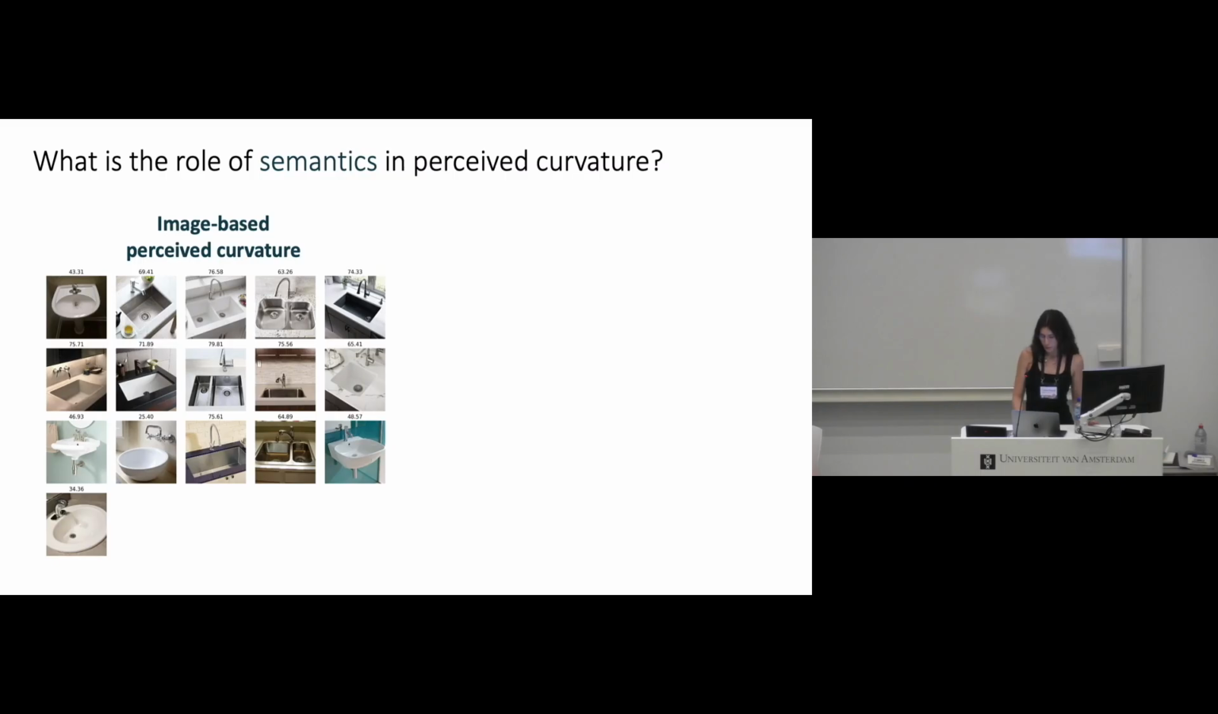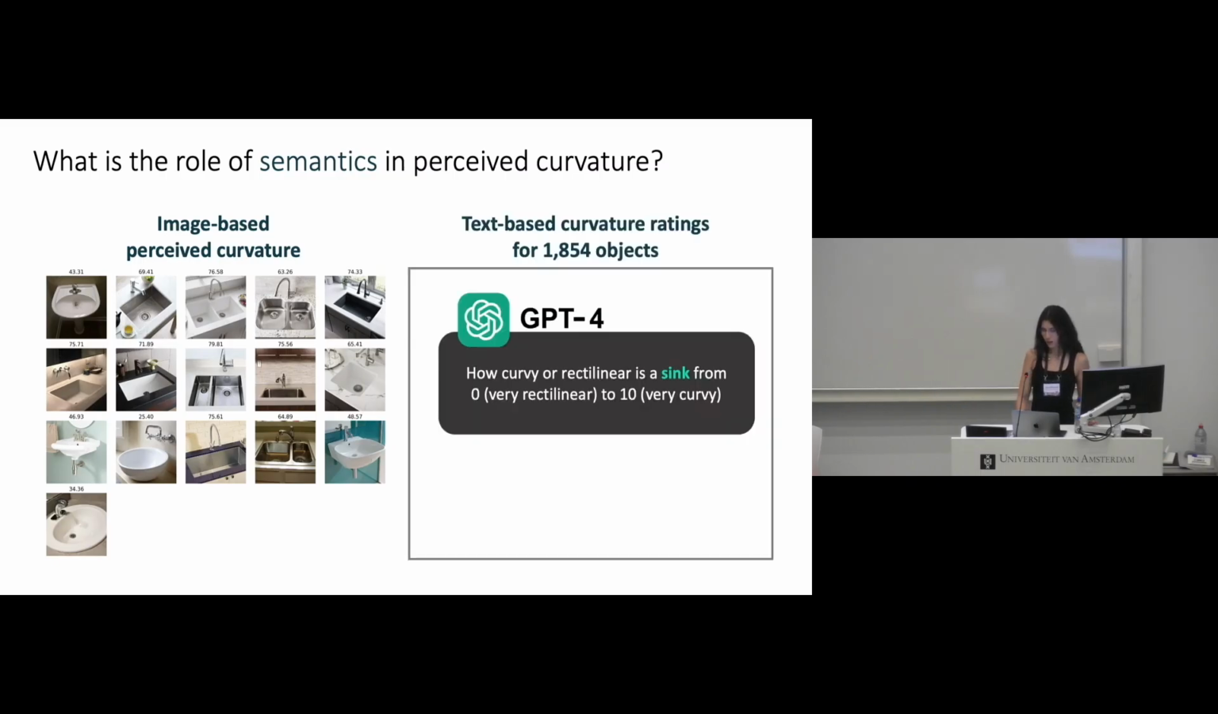To explore this, we used GPT-4 as a proxy for human ratings, prompting it with object words and asking it to rate the object's curvature. And this object-wise curvature correlated 0.68 with our image-wise perceived curvature.